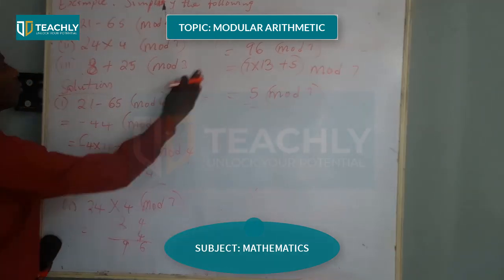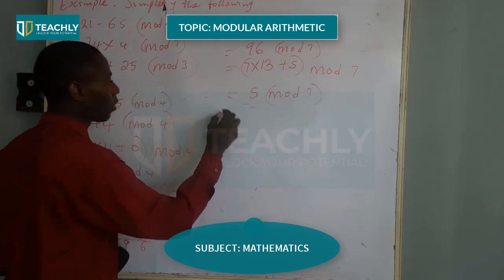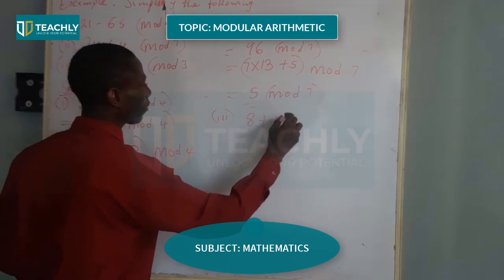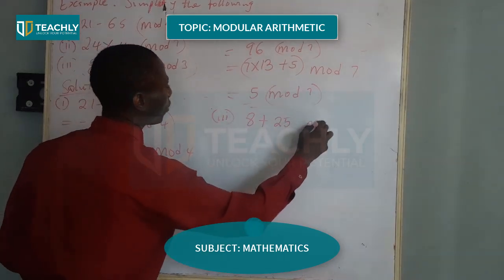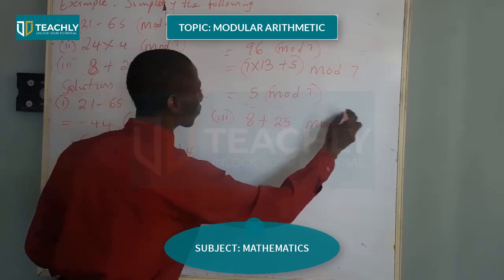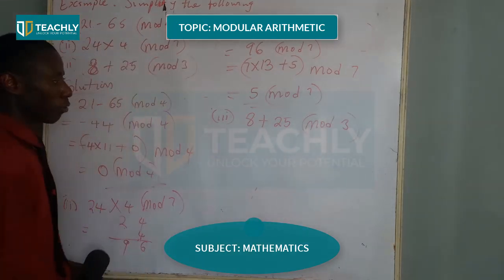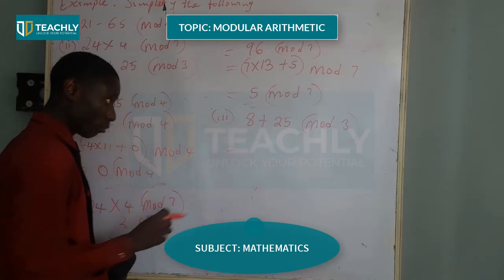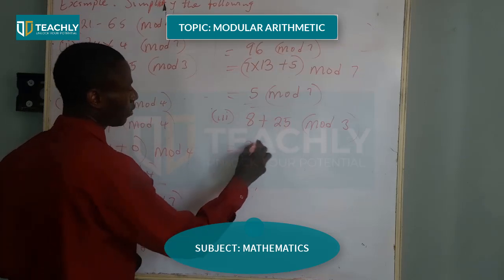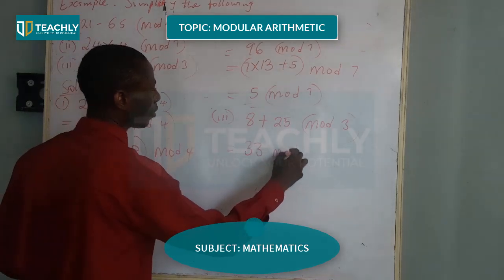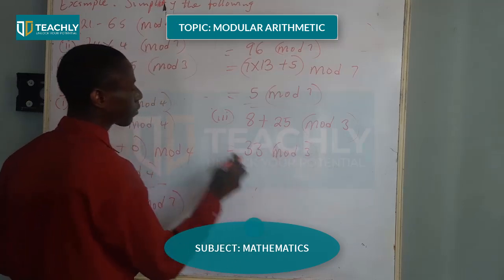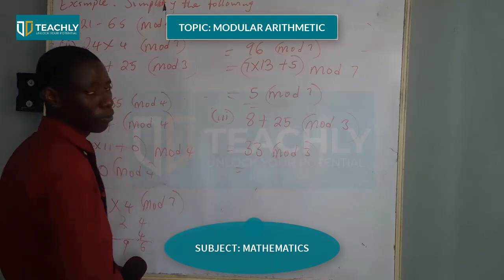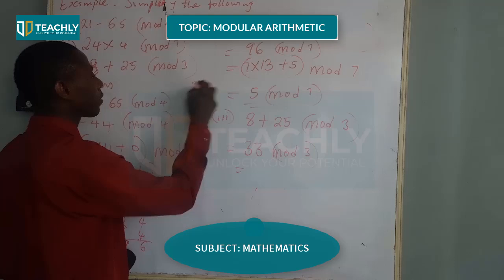Okay, the last one is 8 plus 25 modulo 3. So what we are going to do is simply add 8 plus 25, which gives us 33. So you are going to have 33 modulo 3. And with that, let us now divide 33 by 3, since we are operating with modulo 3.